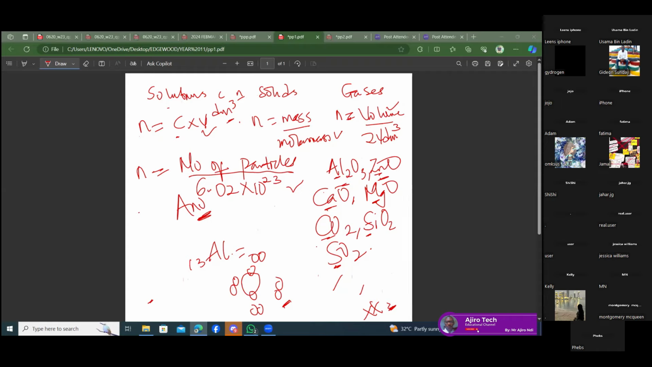Okay, the difference between a base and an alkali. A base is a proton acceptor. An alkali is a base that is soluble in water, right? So that's the difference between both of them.